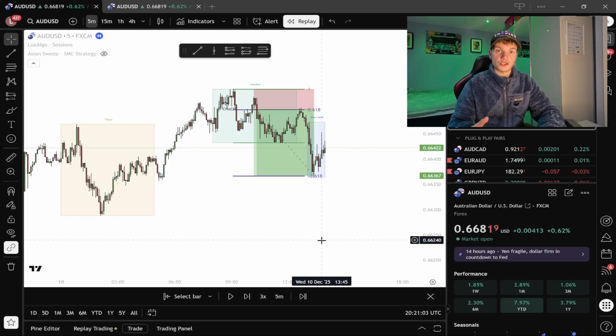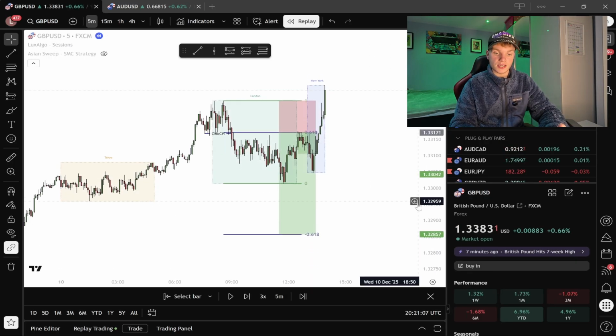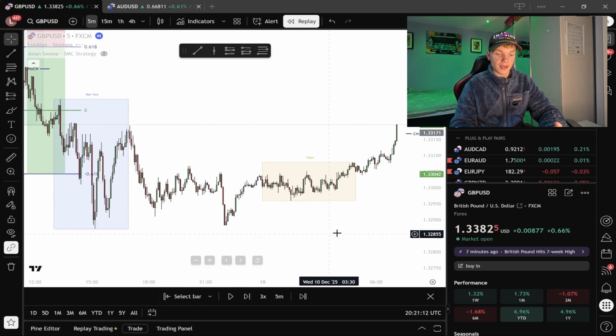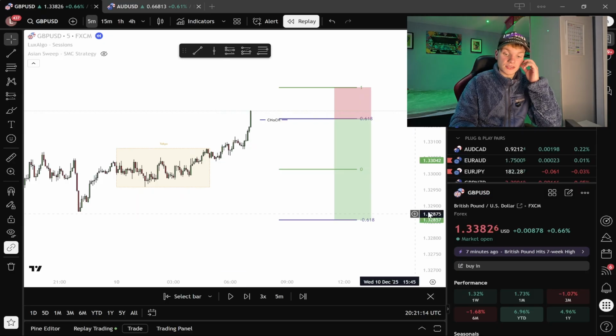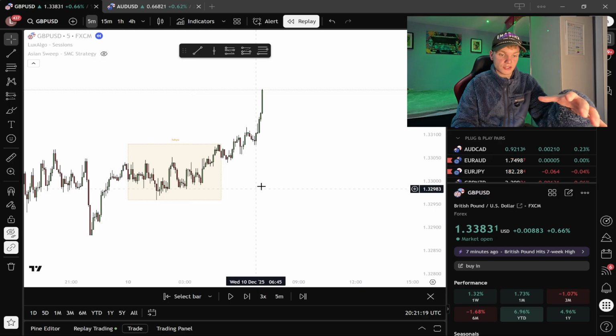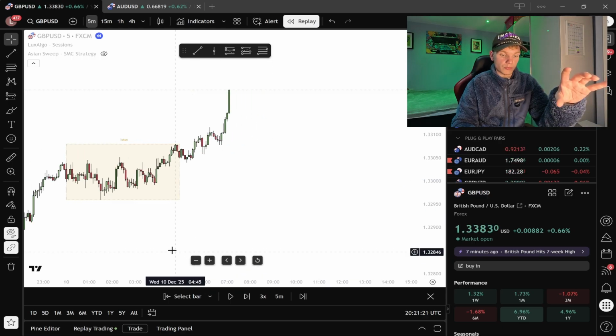Now, at the same time that this trade idea was being presented on the charts, we also had GBP USD presenting a trade for us. So if I just go ahead and replay back to the same thing, it's very, very simple. As you can see, by looking again, if I just turn off these drawings, at the morning Asian session, we had a very simple accumulation.